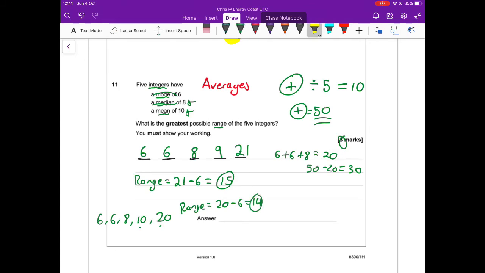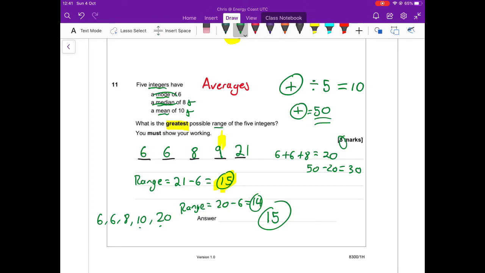What is the greatest possible range? It's looking like it's going to be this, because it looks like if I make this number any bigger, it's going to give me a smaller range. So the answer is 15. That is the biggest possible range.